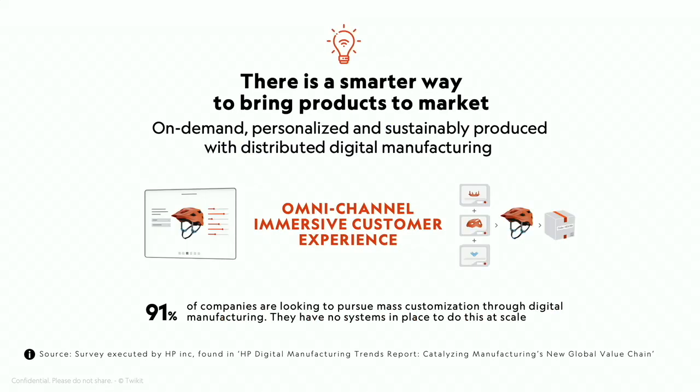And we at Twikit believe there's a smarter way of bringing products to the market, let's say, which is personalized, meeting the taste and lifestyle of customers, but also sustainable: production on demand, production through digital manufacturing, and production locally. And here it's important to have that full digital chain in place in order to do so. How do they do it?